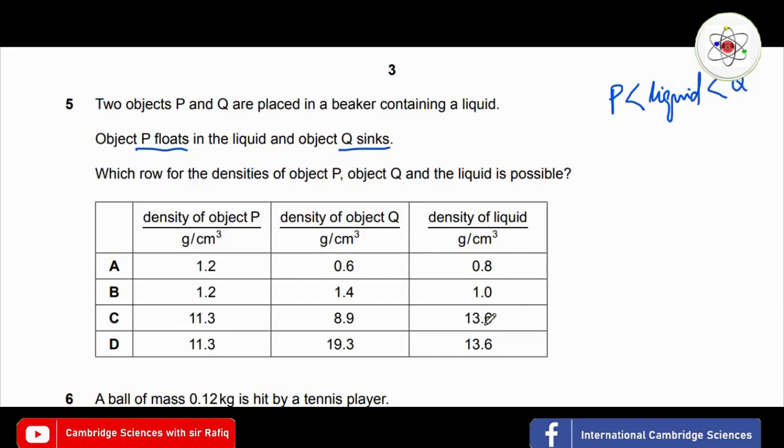So look at the values. We look at the options A, B, C, D. It looks like the density of liquid is 13.6 and the density of Q is greater than the density of the liquid, and the density of P is lesser than the density of the liquid, so it floats and the other will sink. So the answer is D.